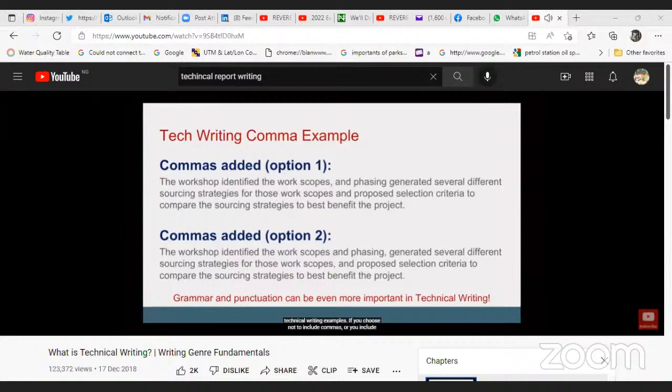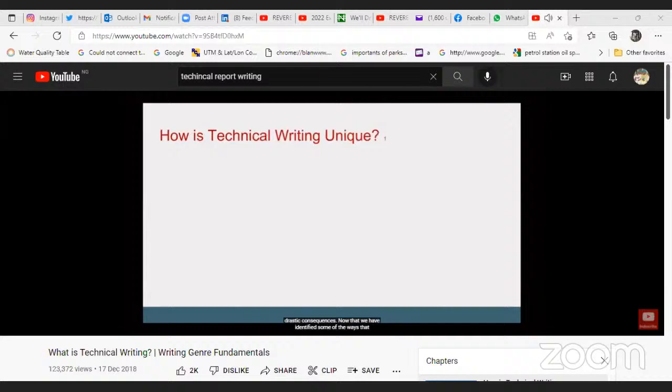Remember this when you're writing your own technical writing examples. If you choose not to include commas, or you include them in the wrong places, you are likely to confuse your reader, which could have drastic consequences. Now that we have identified some of the ways that technical writing is similar to other writing styles, let's look at what makes it different.